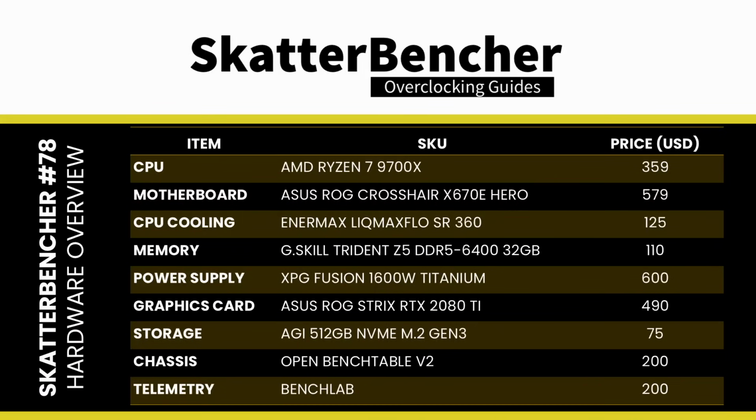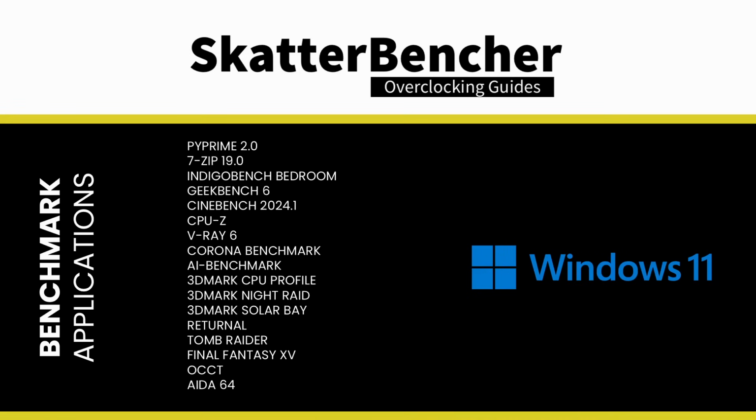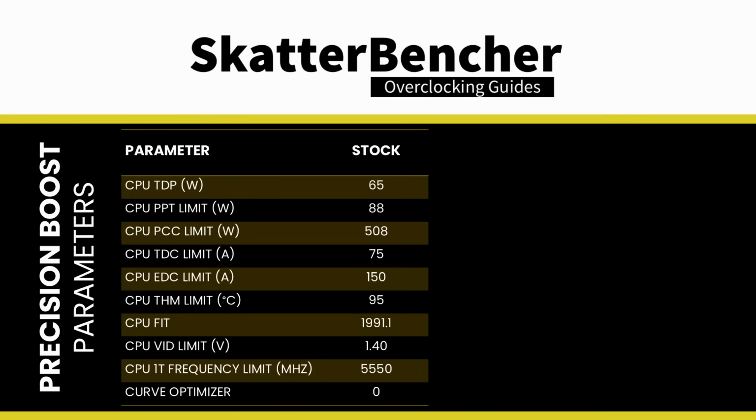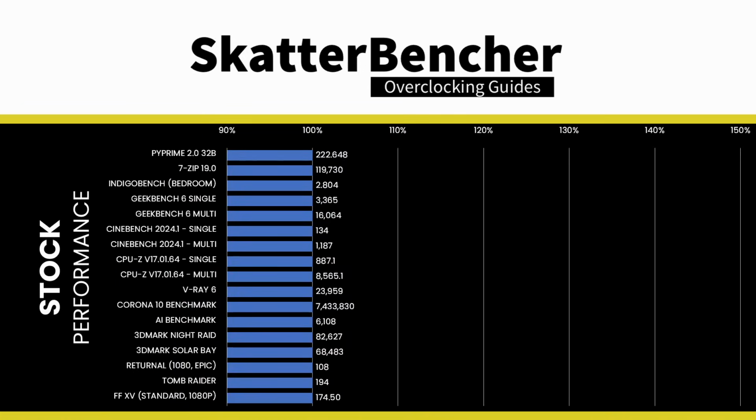The system we're overclocking today consists of the following hardware. We use Windows 11 and the following benchmark applications to measure performance and ensure system stability. Before we start overclocking, of course we have to check the performance at default settings. The default precision boost 2 parameters for the Ryzen 7 9700X are as follows. Here's the benchmark performance at stock.